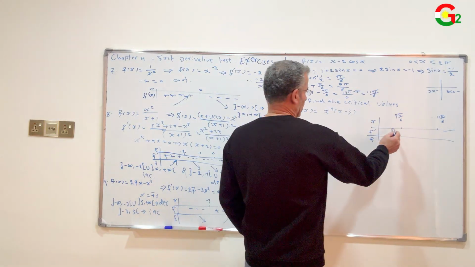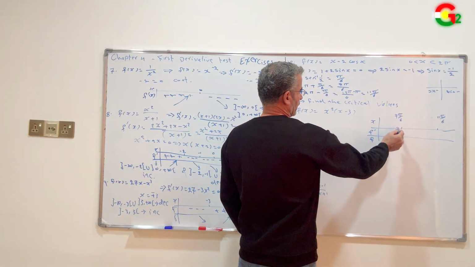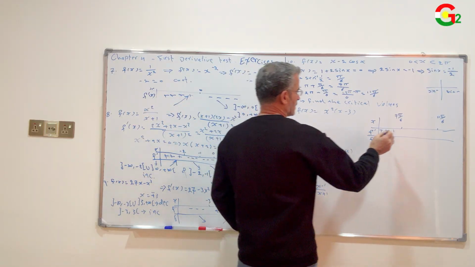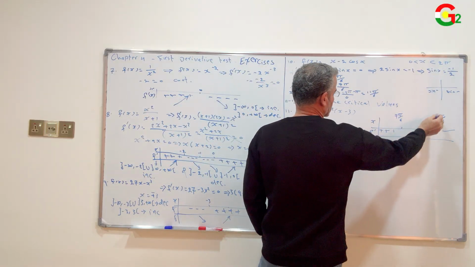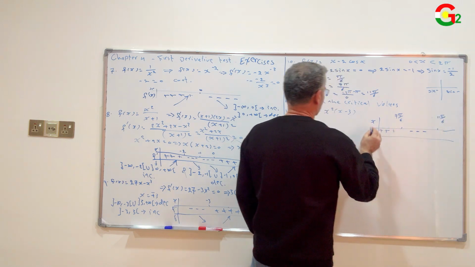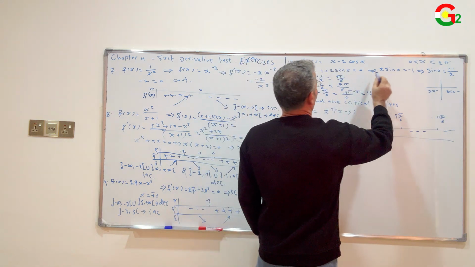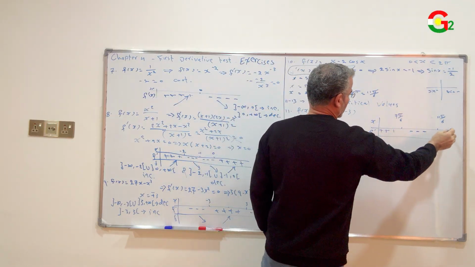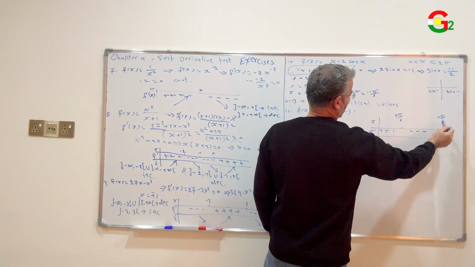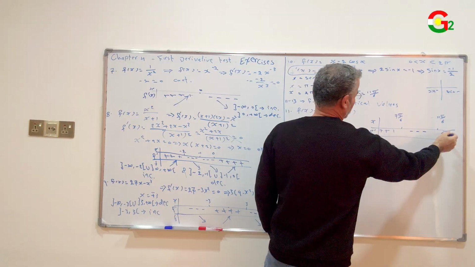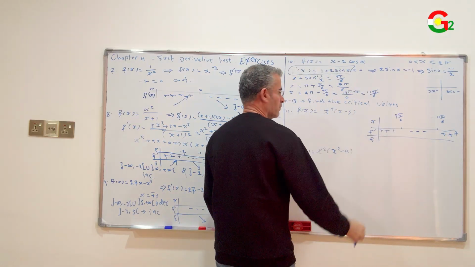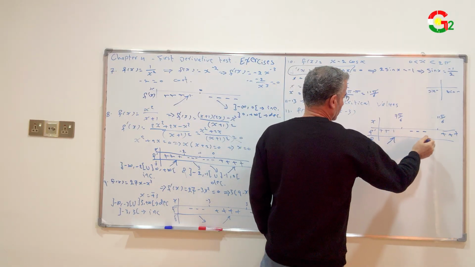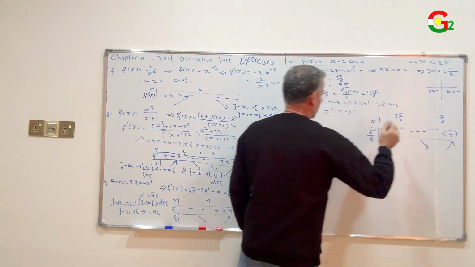You can find easily that before 7 pi over 6, the derivative of the function is positive. Between 7 pi over 6 and 11 pi over 6, the value of the derivative is negative, and in the interval 11 pi over 6 to positive infinity, the value of the derivative is positive. Therefore, the function is increasing in this interval, decreasing in this interval, increasing here.